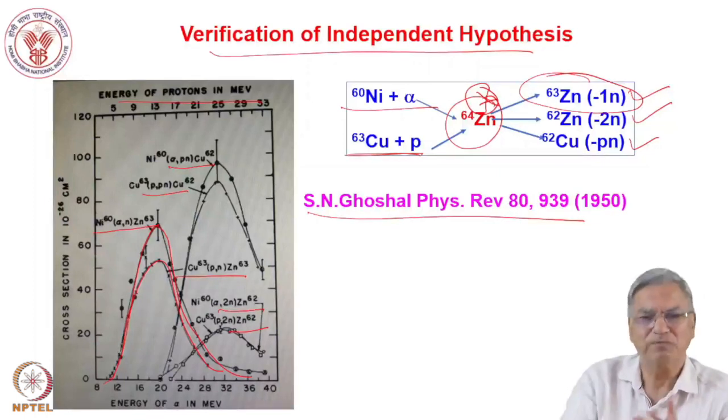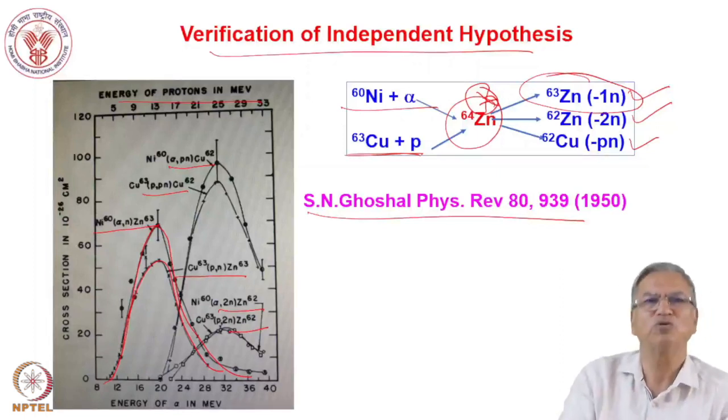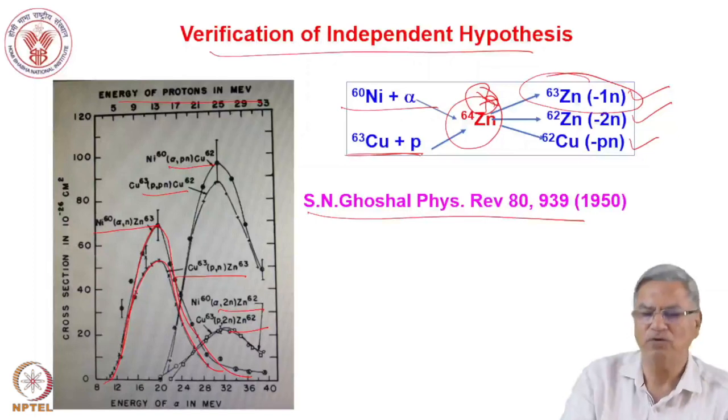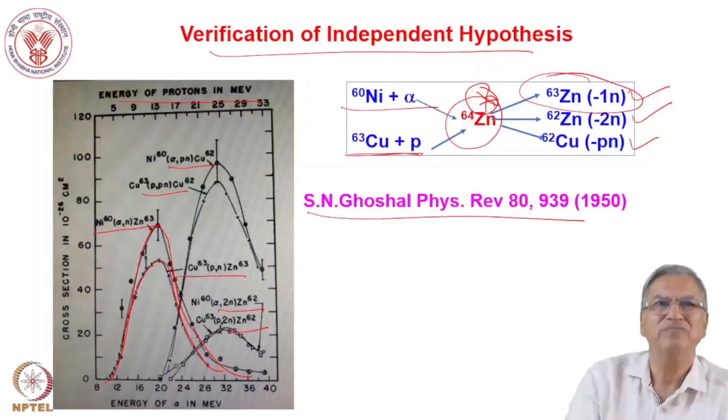That means whatever channel you use to form a compound nucleus, the decay of the compound nucleus is independent of that. That is what I tried to explain using the experiment of S.N. Ghoshal for the compound nucleus process.